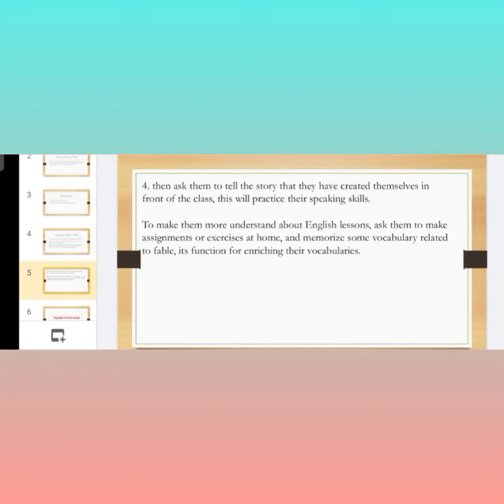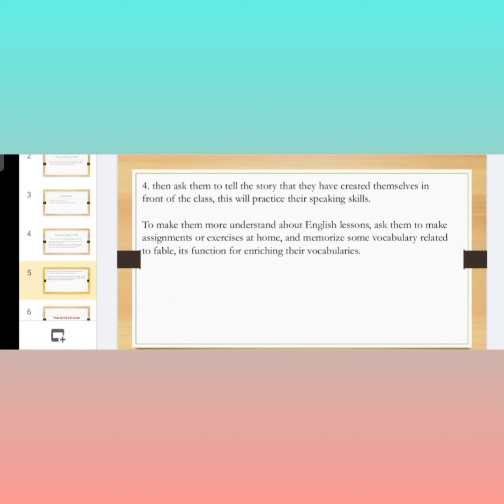Then ask them to tell the story that they have created themselves in front of the class. The purpose of number 4 is to practice their speaking skills. To help them understand the English lesson better, ask them to do an assignment or exercise at home and memorize some vocabulary related to the fable. Its function is to enrich their vocabulary.